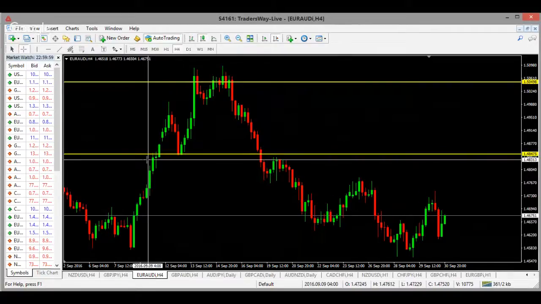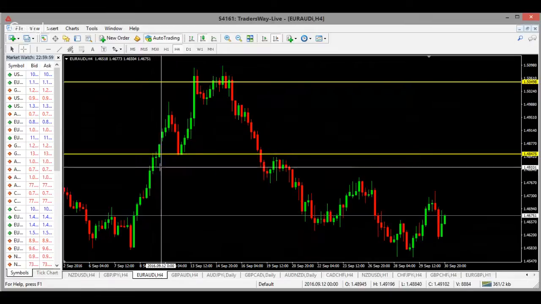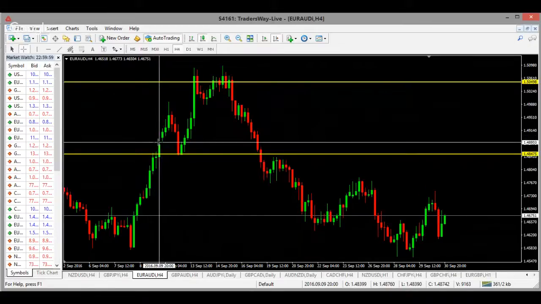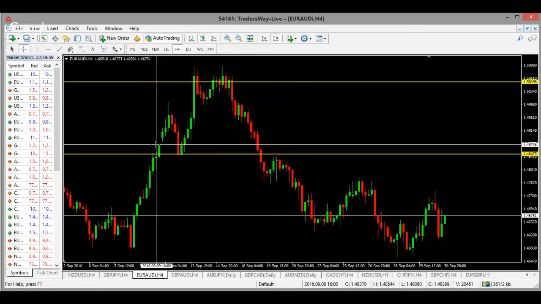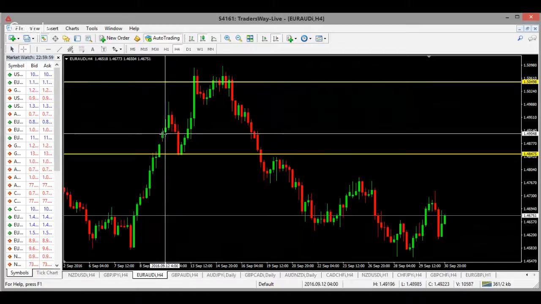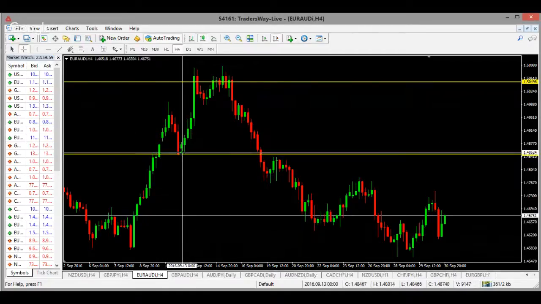Because what's resistance? Resistance is above market price. Support is below. So once market price breaks above, understand something: market price is always going to break through new levels of support and resistance. Just like I stated in the previous video on supply and demand, market price is always going to break through new supply and demand zones. It just has to. Market price has to set new levels. So what it's going to do is break through, and then revisit the area that it just broke through, like it did here.